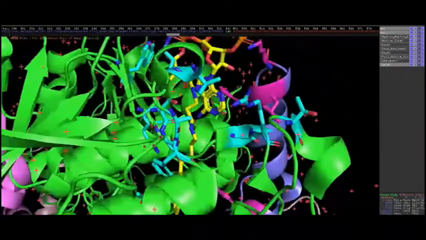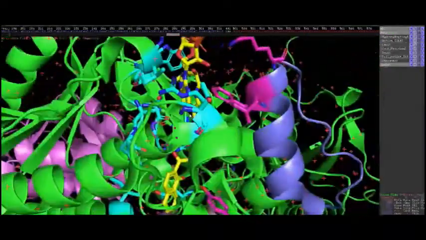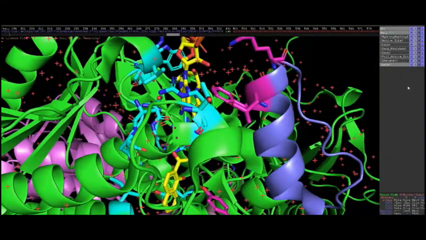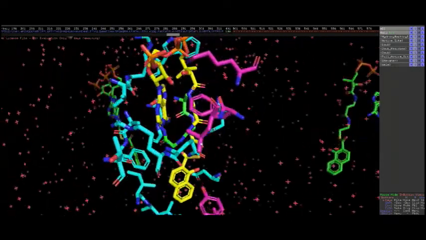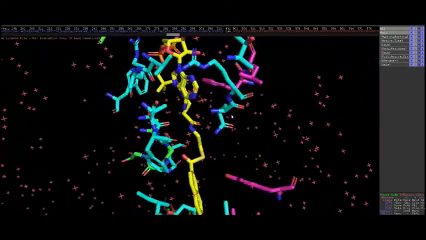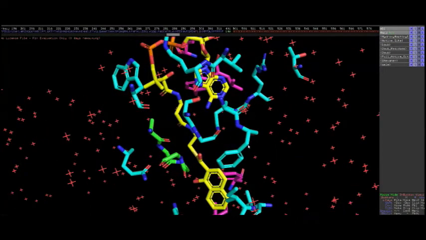I don't know if I can find that on here. This is kind of a busy active site. In fact, I think maybe if I remove all the cartoon and leave just the active site here, it makes it a little easier to see everything going on down here.